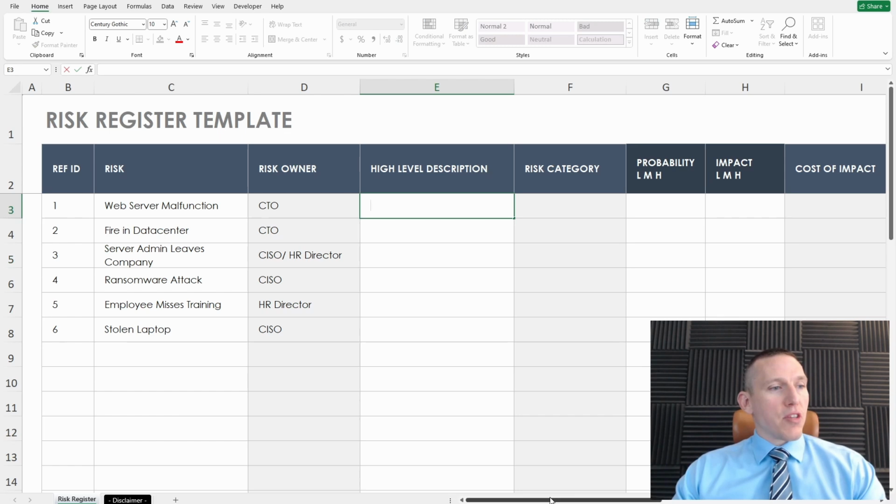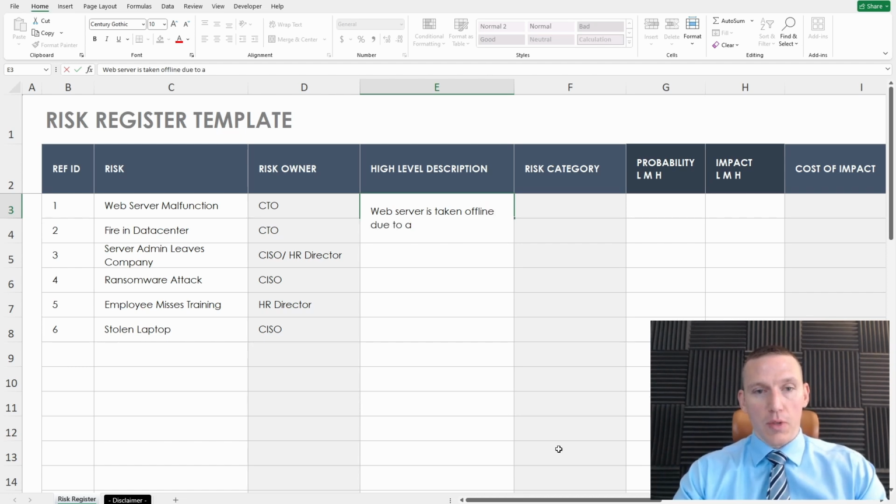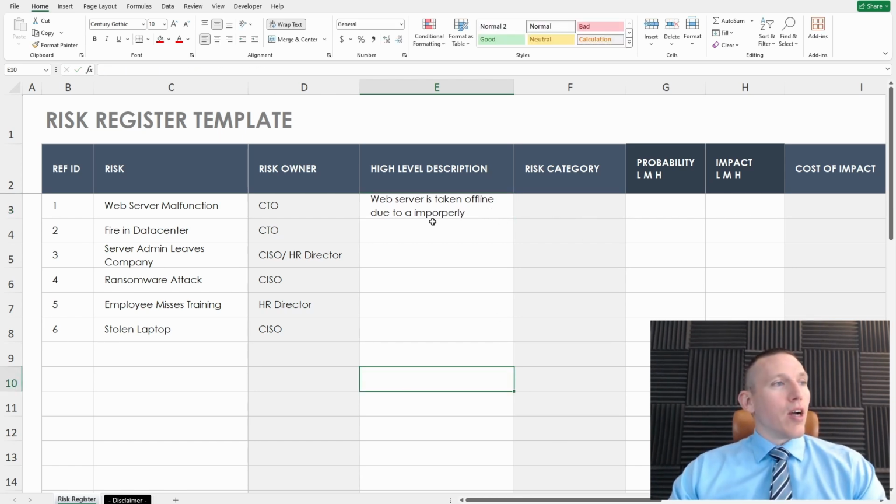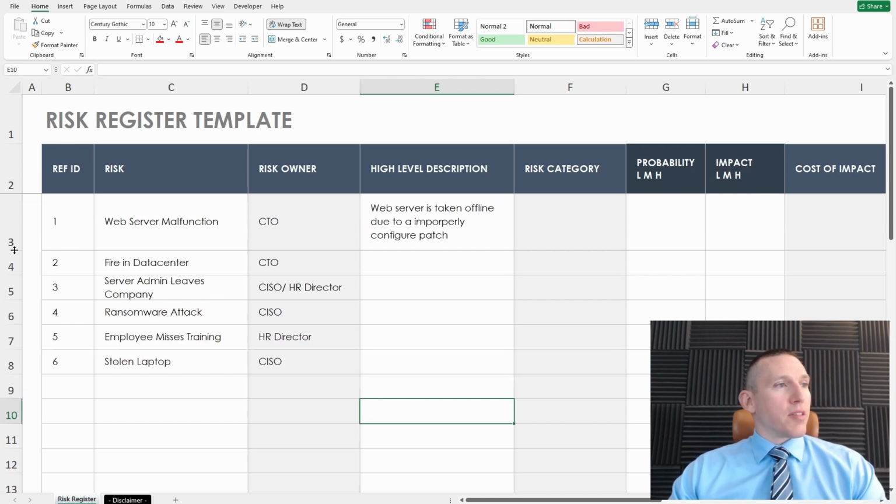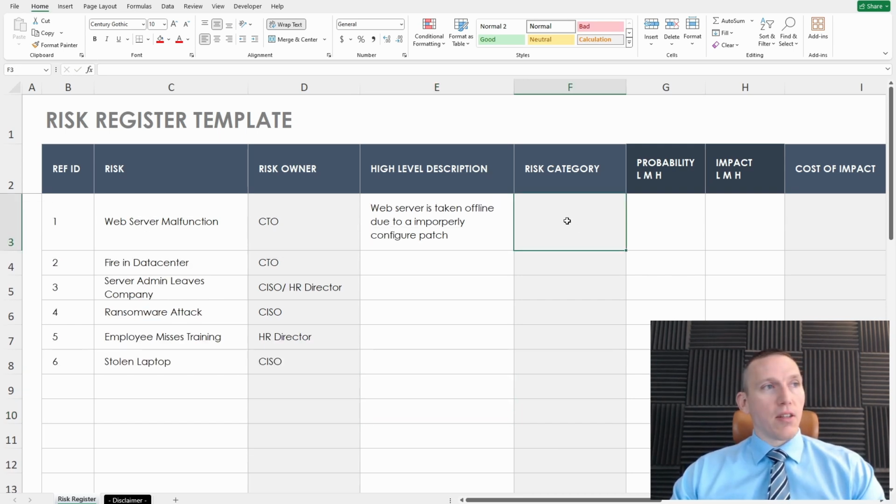So we would describe this, the web server malfunctioning. Web server is taken offline due to an improperly configured patch, for example. All right, so we'll put that there. Let's expand that. And let's select a probability for this.